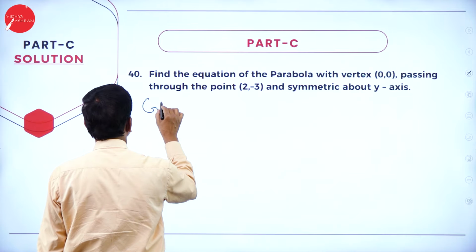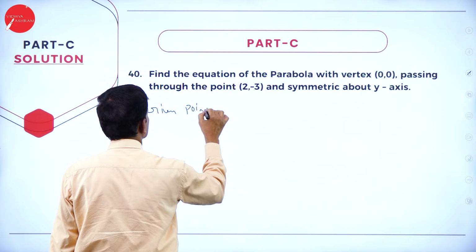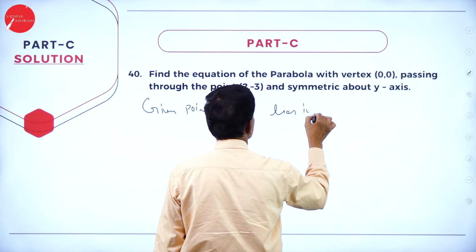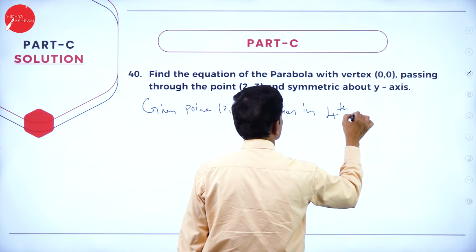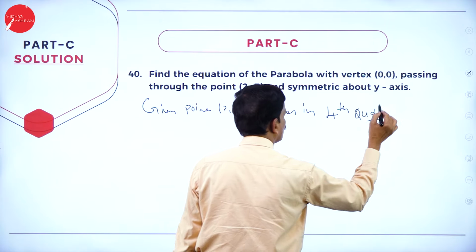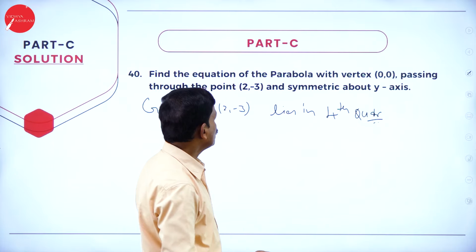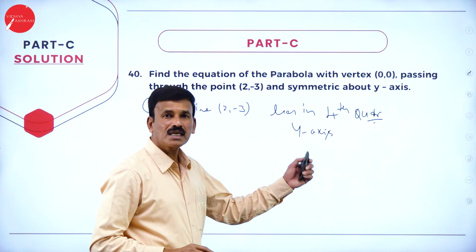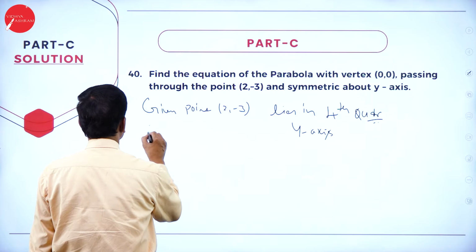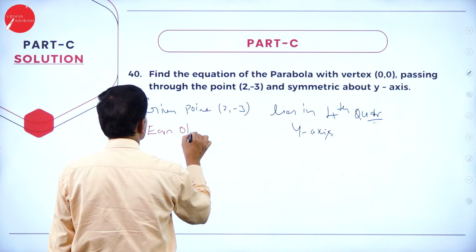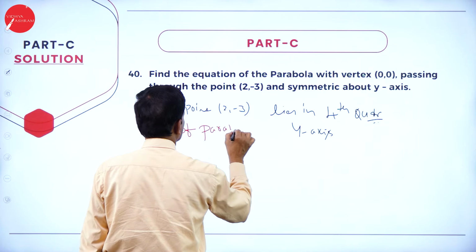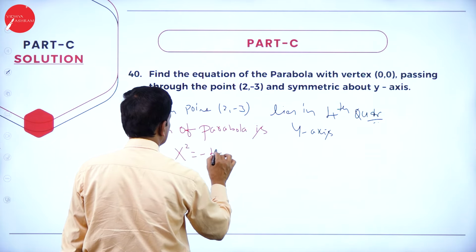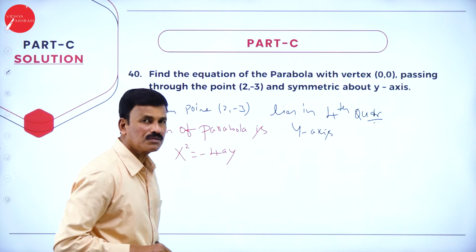The given point 2 comma minus 3 lies in which quadrant? Fourth quadrant. This lies in the fourth quadrant. Okay. And what is given? The axis is y-axis. So, since the axis is y-axis, therefore, the equation of the parabola is of the form x square is equal to minus 4ay. This is the equation, right?